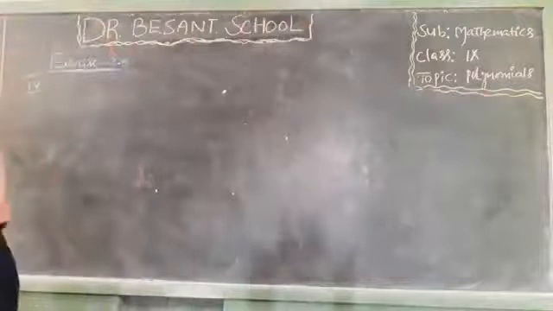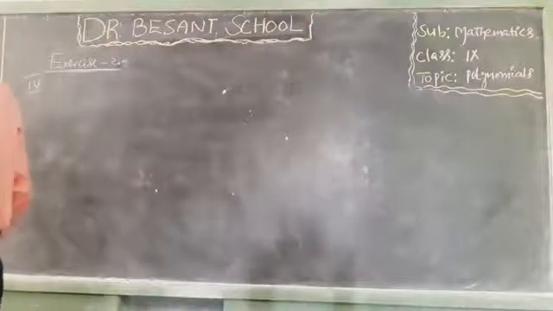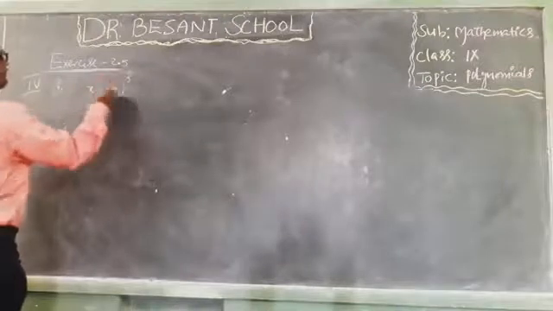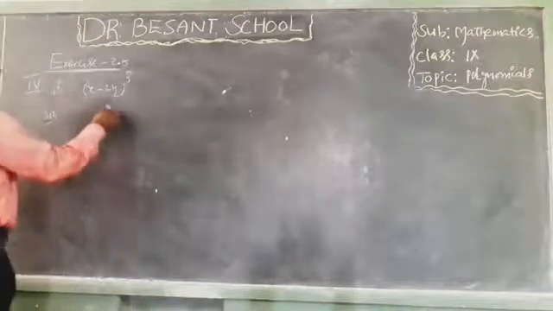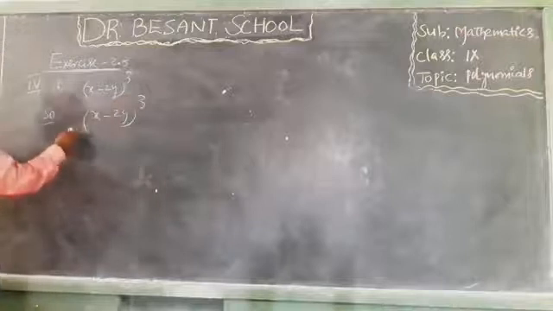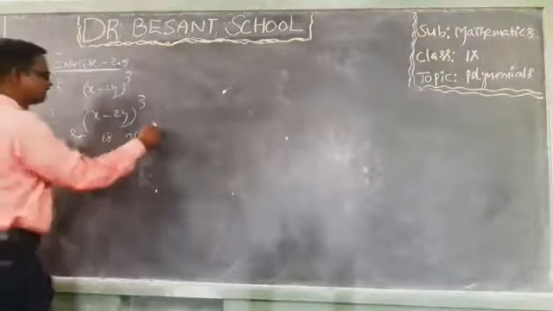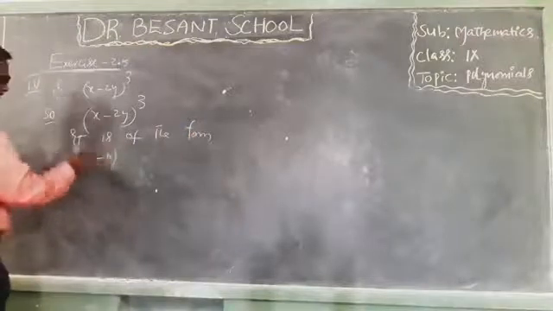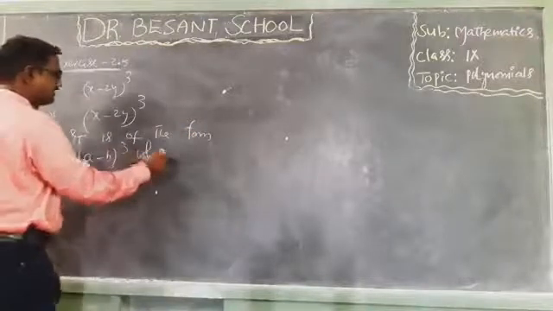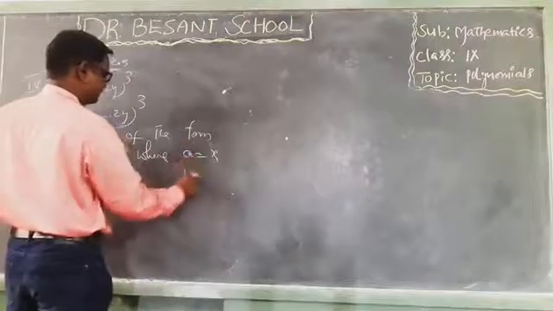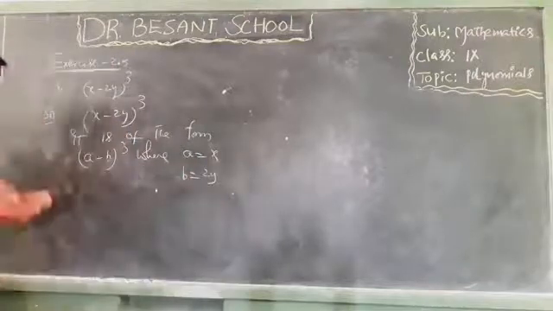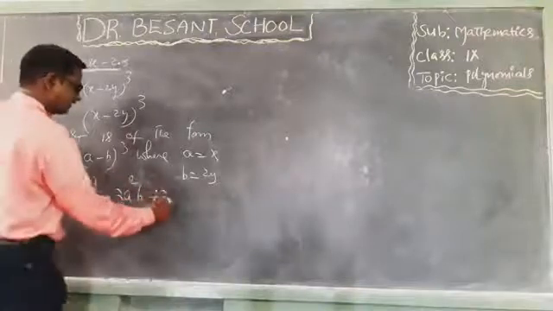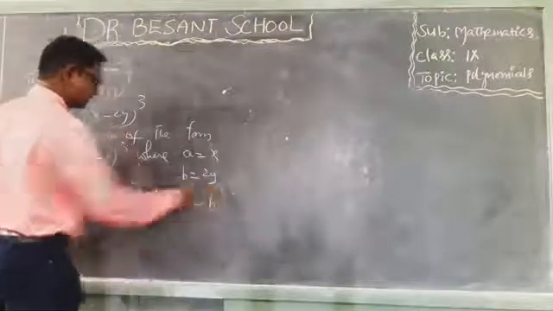That is the sixth one, (x - 2y) whole cube. Children, this is (x - 2y) whole cube. It is of the form (a - b) whole cube, where a value is x, b value is 2y. The (a - b) whole cube formula is a cube minus 3a square b plus 3ab square minus b cube.